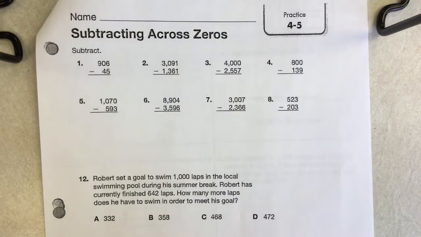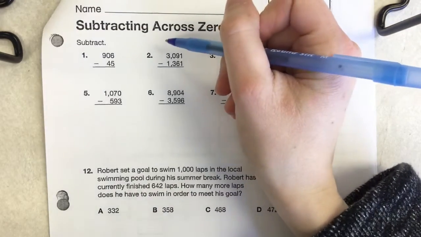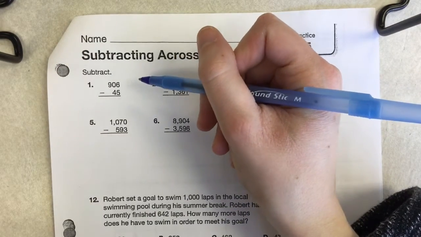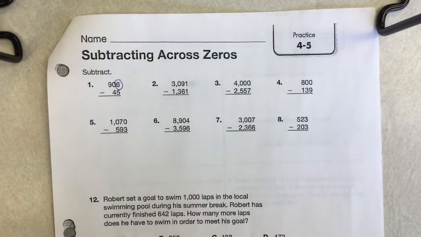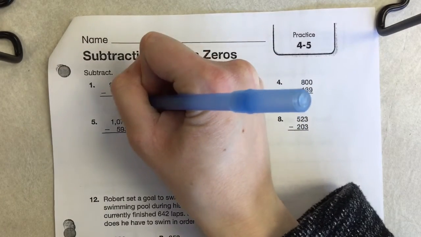All right, looking at our homework, it is practice 4-5. We're going to use the box trick when we can to make it a little bit easier for us. So looking at number 1, the first thing I do is I look in my ones place and I say the poem. I have more on the top. I'm going to circle where I have more. That means there's no need to stop. I can do 6 minus 5 equals 1.